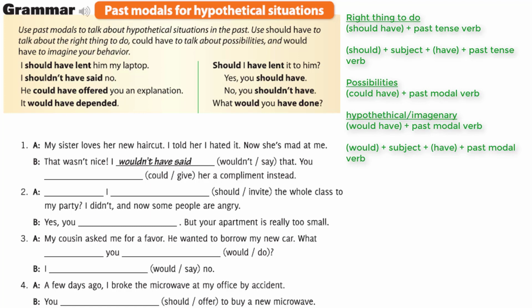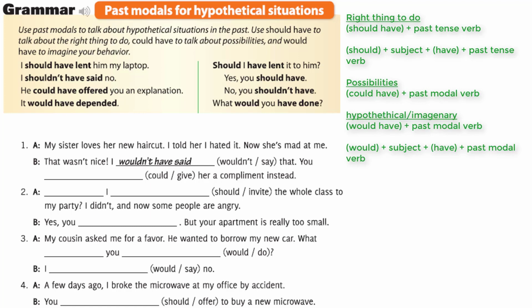So here are the examples. I should have lent him my laptop. I shouldn't have said no. He could have offered you an explanation. It would have depended. Should I have lent it to him? Yes, you should have. No, you shouldn't have. What would you have done?